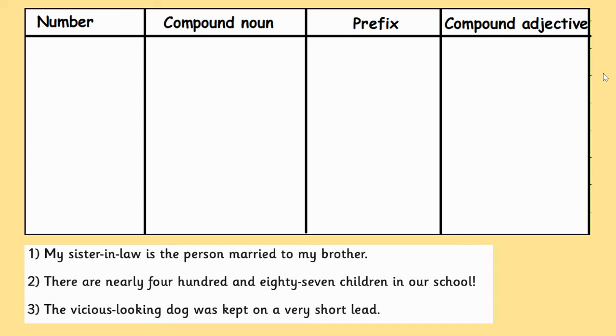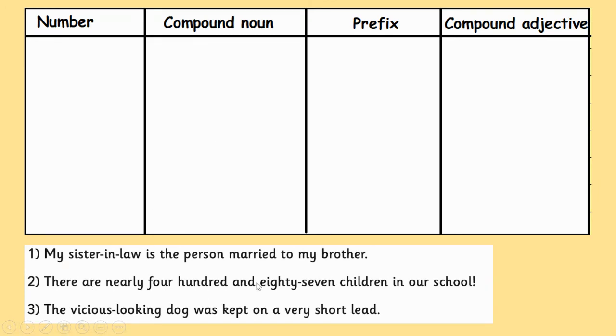So what we're going to do now is we've got 3 sentences at the bottom of my slide here, and we're going to identify the words which use a hyphen. We're then going to think about whether that hyphen has been used for a number, to form a compound noun, for a prefix, or to form a compound adjective. So my first sentence, my sister-in-law is the person married to my brother. So I can see that sister-in-law has used a hyphen, and I know that that is a compound noun. So I would write sister-in-law in my compound noun box.